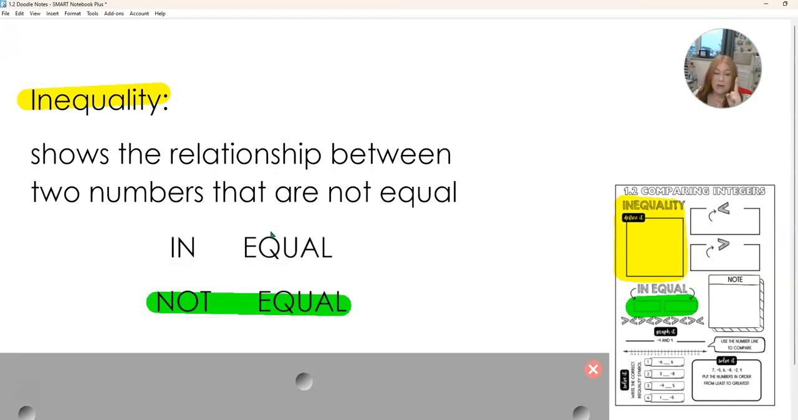So the word, if we break it up, inequality, the prefix in means not, right? And if you have equality, they're equal. In, equal: not equal. So that prefix in means not. The word is literally saying these numbers are not equal. So make sure you have that part filled out there.